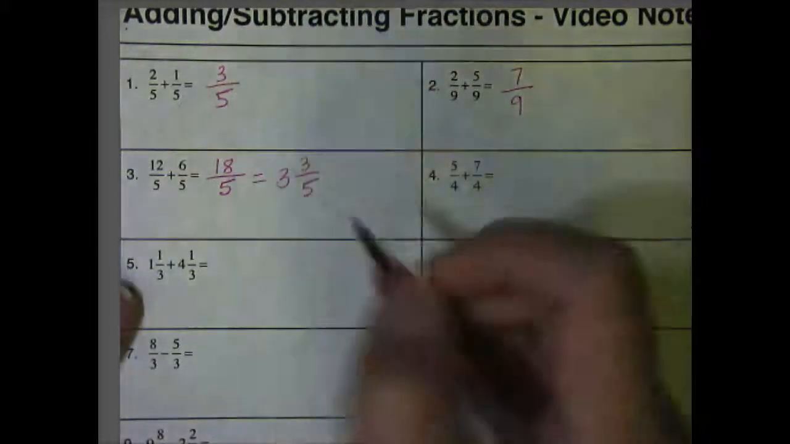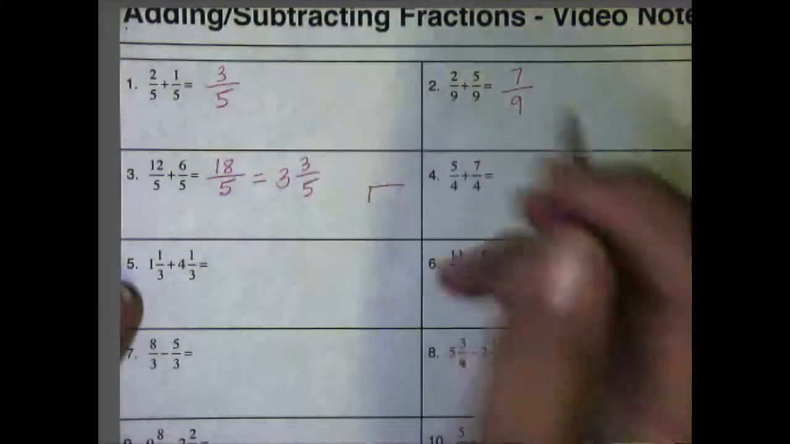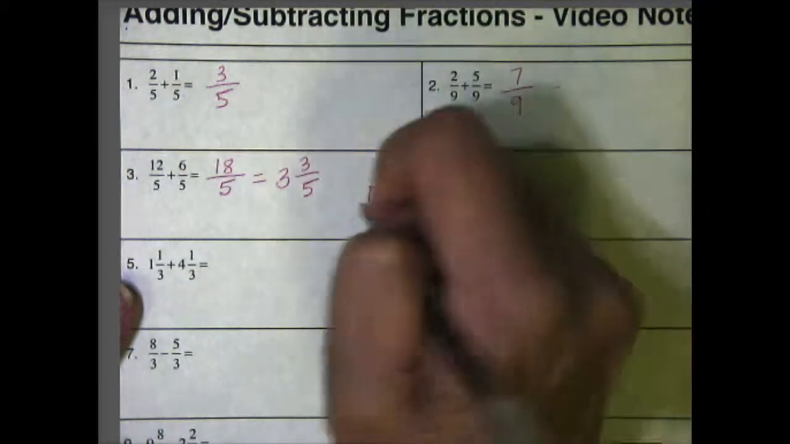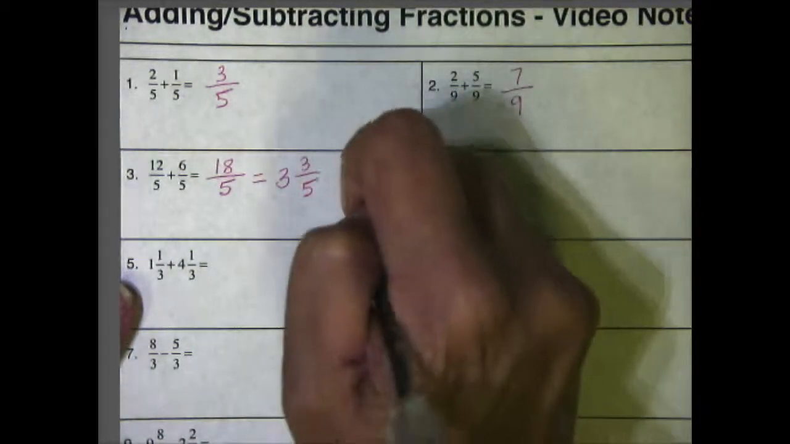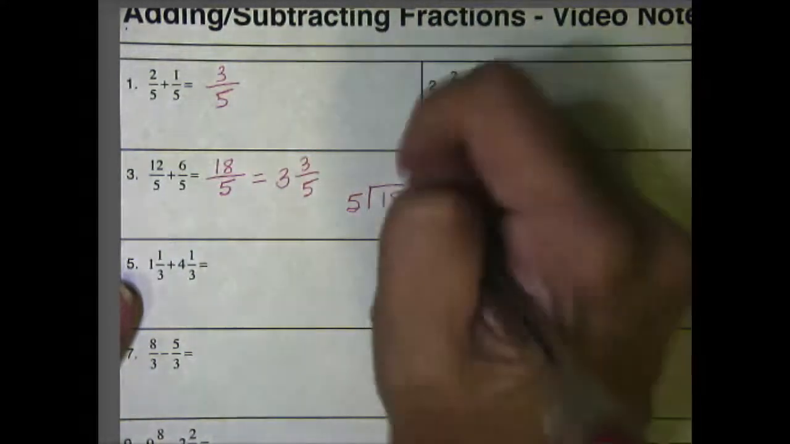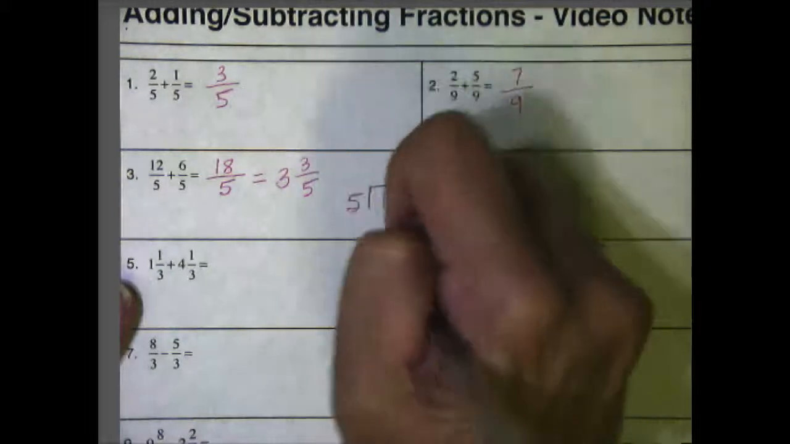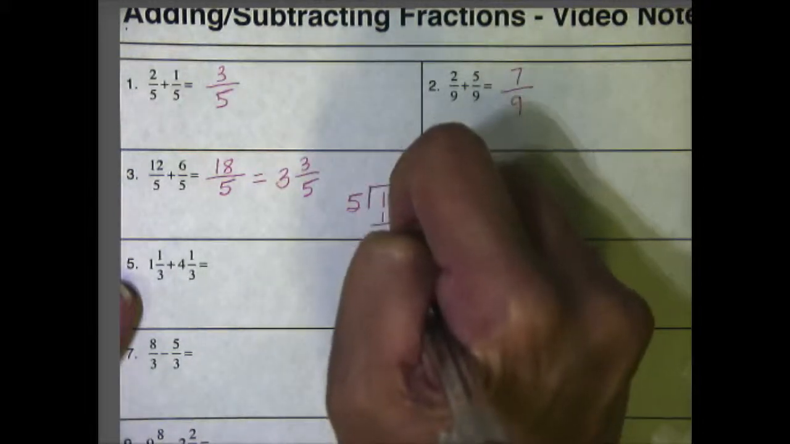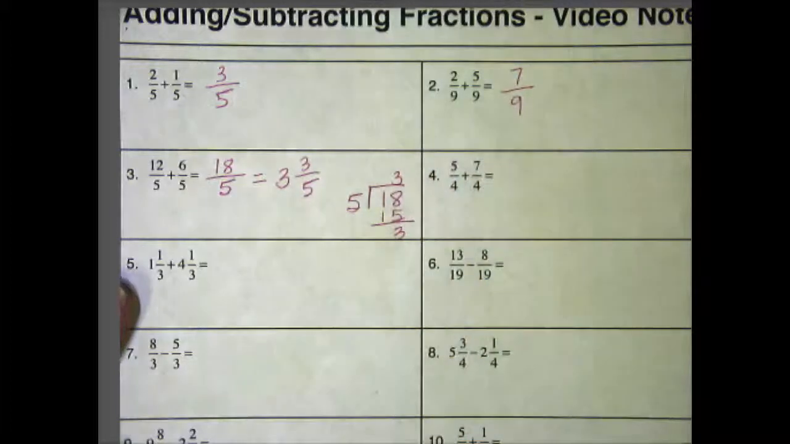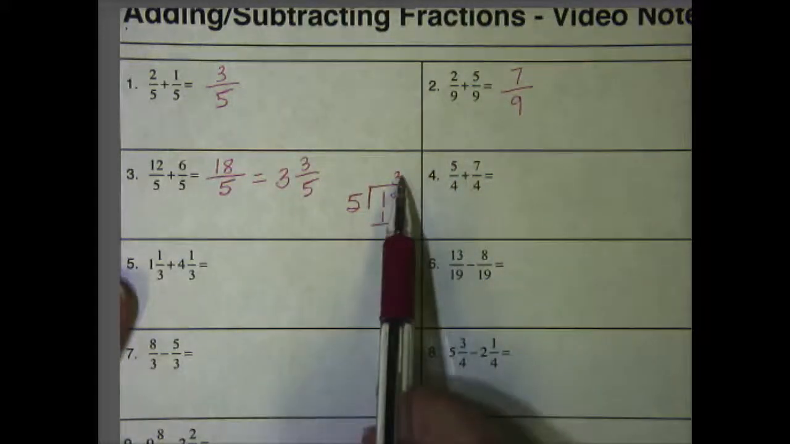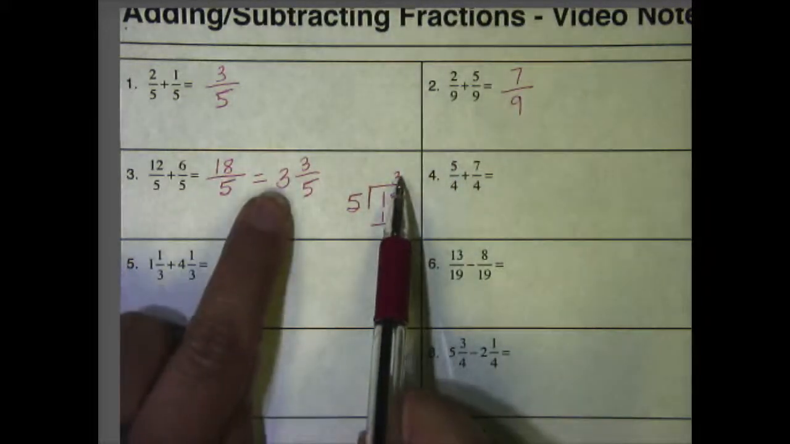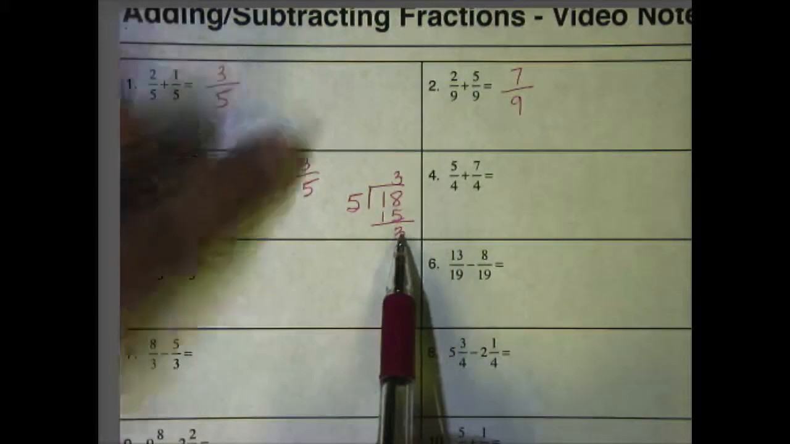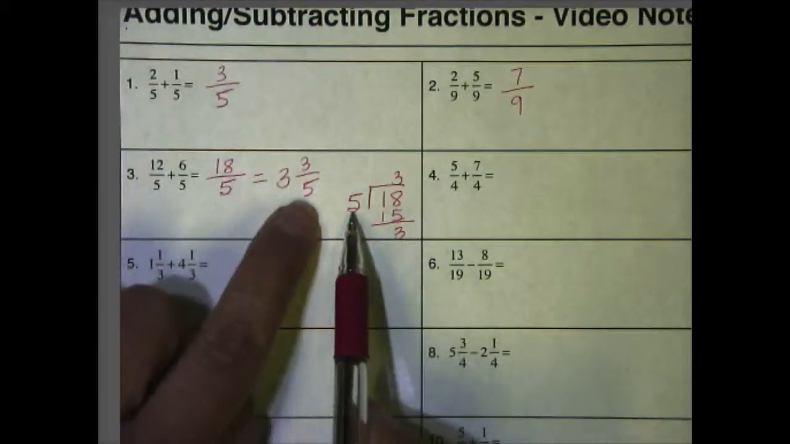If you need to show some work, you're going to put your numerator inside, your denominator outside. 5 goes into 18 3 times. 3 times 5 is 15. 18 minus 15 is 3. So here's your whole number, 3. Here's your leftovers or your remainder, 3. And your denominator remains the same.